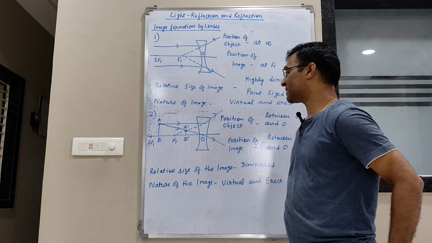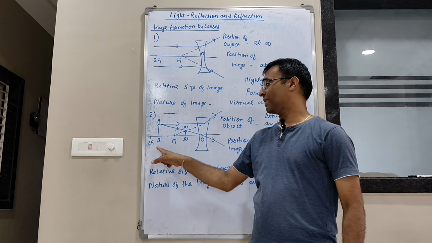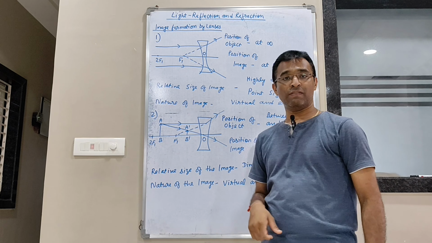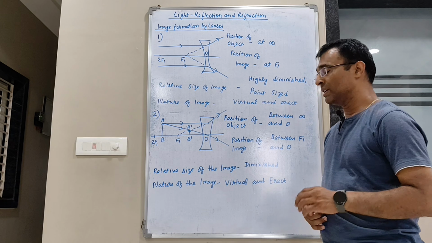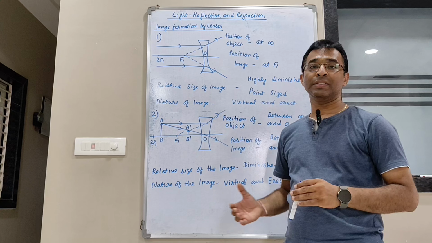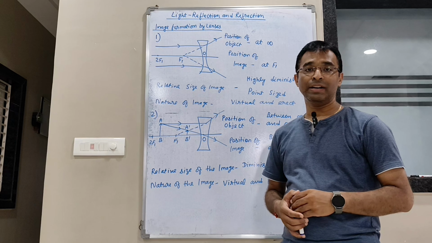Coming to the second case, when the object is placed between F1 and 2F1, the image formed will be between the optical center and F1, and the image will be diminished, smaller in size as compared to the object, and the nature is virtual and erect.